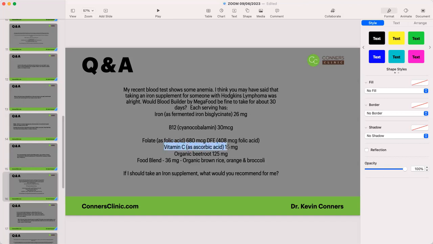Vitamin C is ascorbic acid. It's only 15 milligrams, so it's probably incidental. Organic beetroot, that's fine. Food blend, that's fine, good. These two things, especially this, are poison. So do not take this. Take our clear iron. Use that product instead.